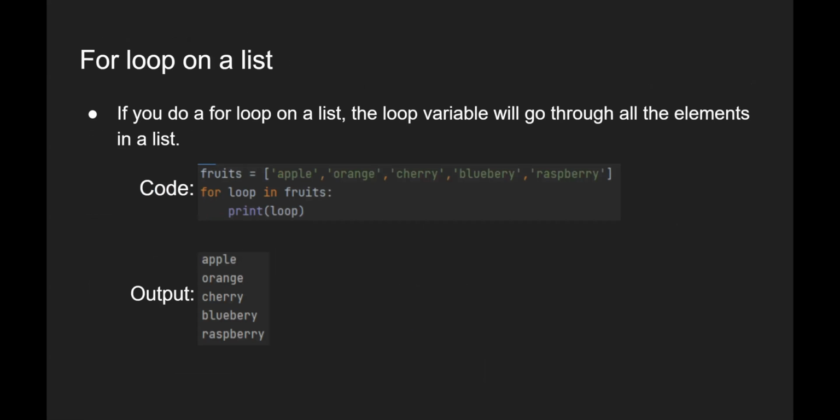So if you did a for loop on a list and then printed that loop variable, it will print each and every element inside. So if we said fruits equals apple, orange, cherry, blueberry, and raspberry, and then for loop in fruits and then print loop, it'll go through apple, orange, cherry, blueberry, and raspberry.